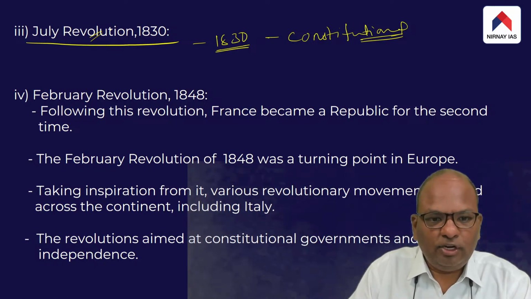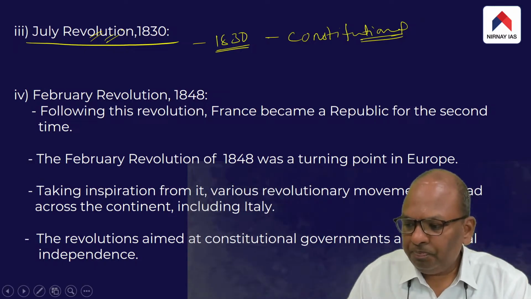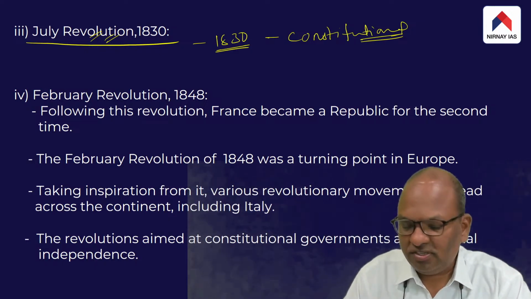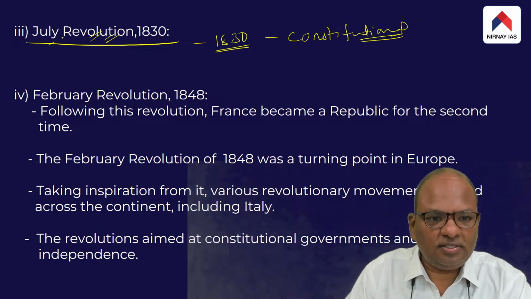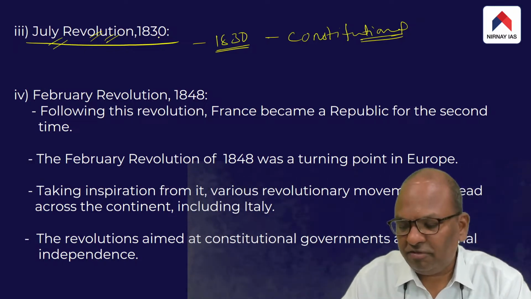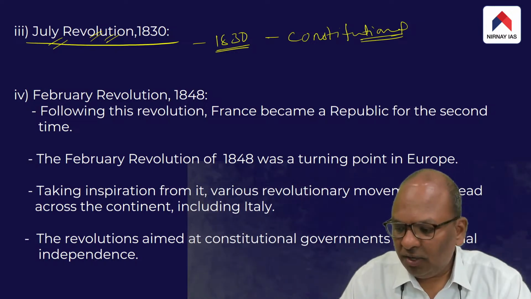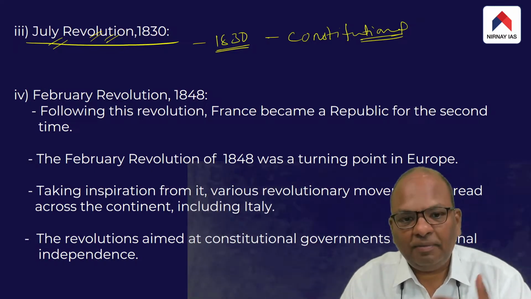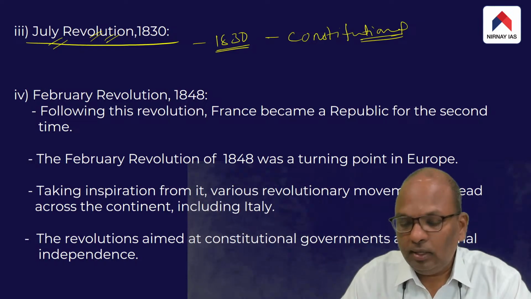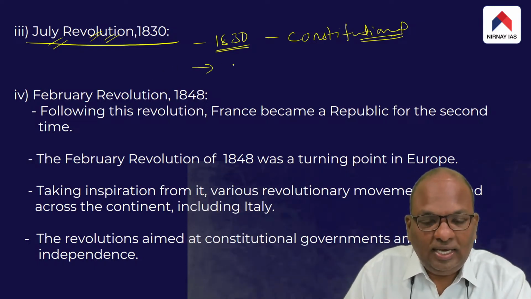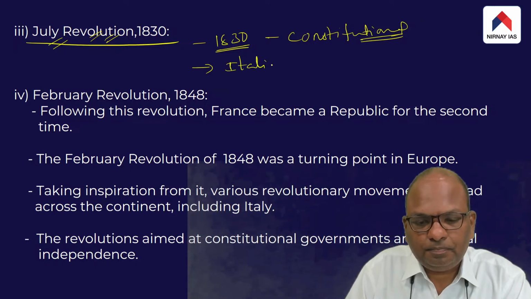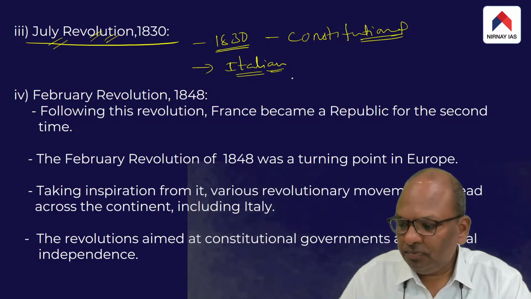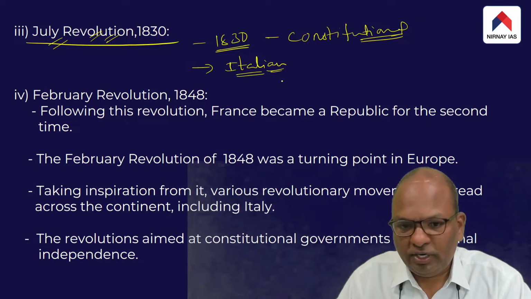Inspired by the revolution in France, the people of various parts of Europe revolted against their respective governments. Inspired by this July Revolution of 1830, they started rebelling against their respective governments. Rebellions were also carried out even in the Italian territories. The July Revolution of 1830 greatly inspired the Italians to revolt against their respective governments.